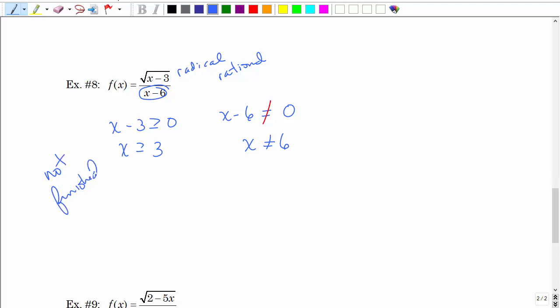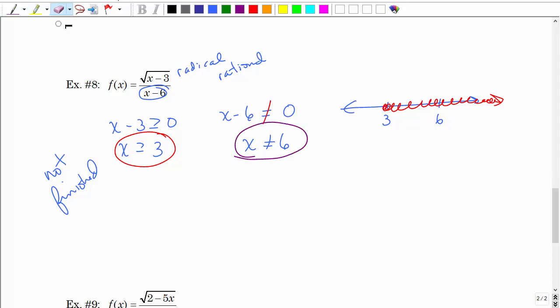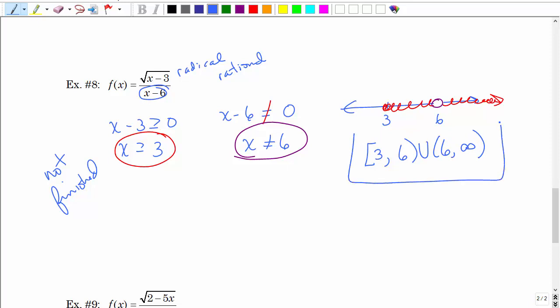not finished. Let's look at those on that number line. So we have 3 and we have 6. So greater than or equal to 3, that's all of those. But then not equal to 6. That means I've got to not have 6 there. There's a hole. So how am I going to write that answer? From 3 to 6, but not equal to 6 with that parenthesis, and then 6 to infinity. That's your final answer. That's what I'm looking for on the test.